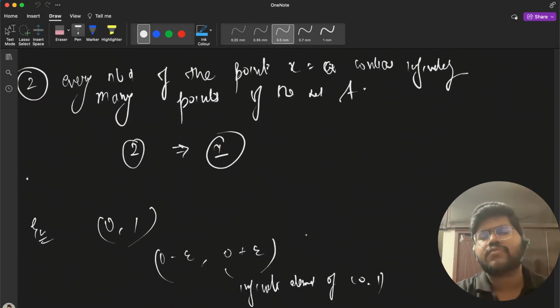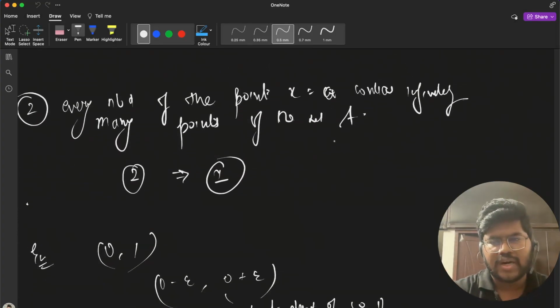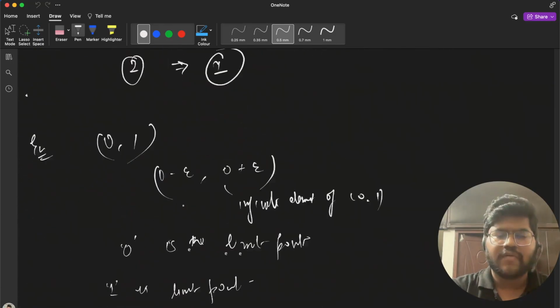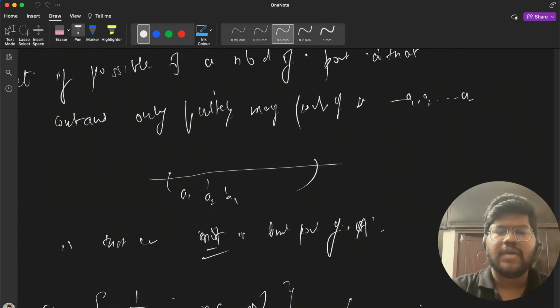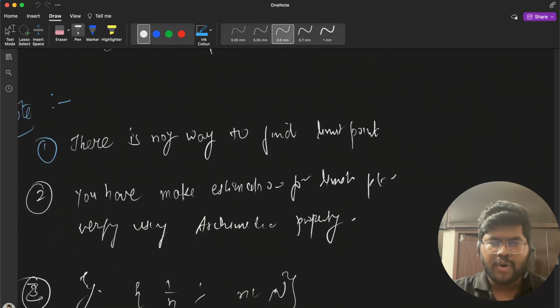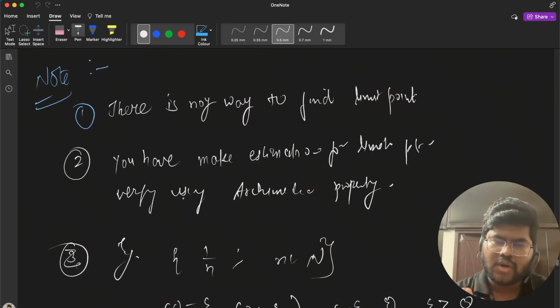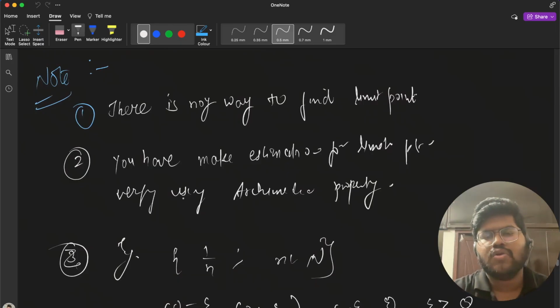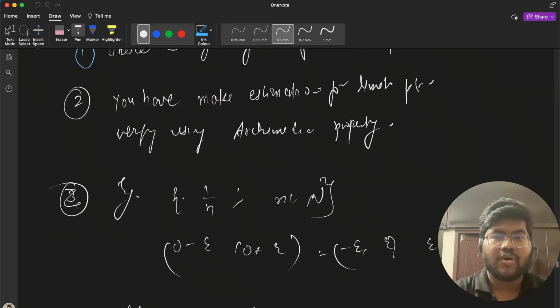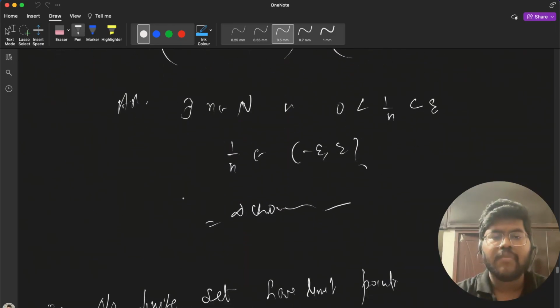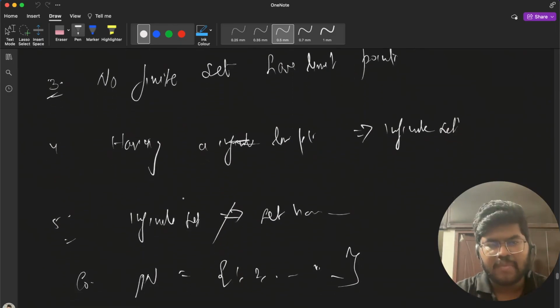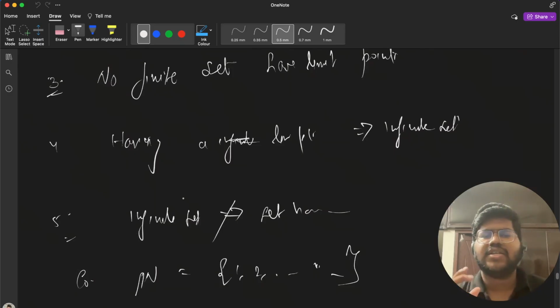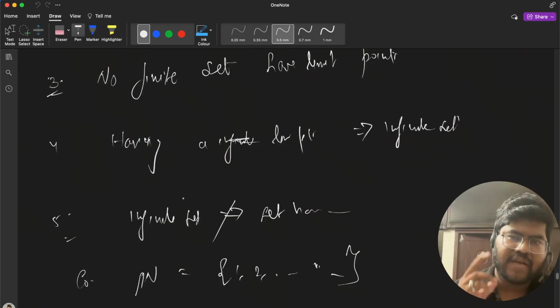So we have seen that if every neighborhood of the point contains infinitely many points of the set A, then this is also said to be a limit point, and the point number 2 implies the point number 1 definition. And we have seen how to calculate the limit point. Here is the important note: there is no way to directly find the limit point. You have to make estimations using the Archimedean property and verify the same, right? And no finite set has a limit point.